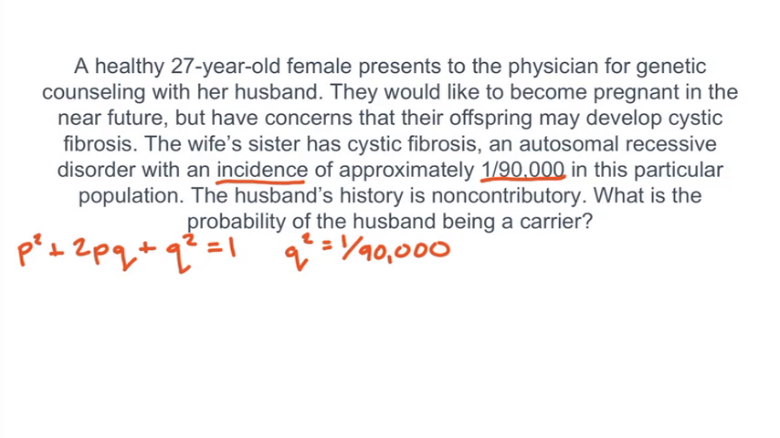We can do this by using the equation that I've already drawn on the screen in conjunction with the equation for the allele frequency, which is P plus Q equals 1. Okay, first we need to find out what Q is. We do this by taking the square root of 1 over 90,000.